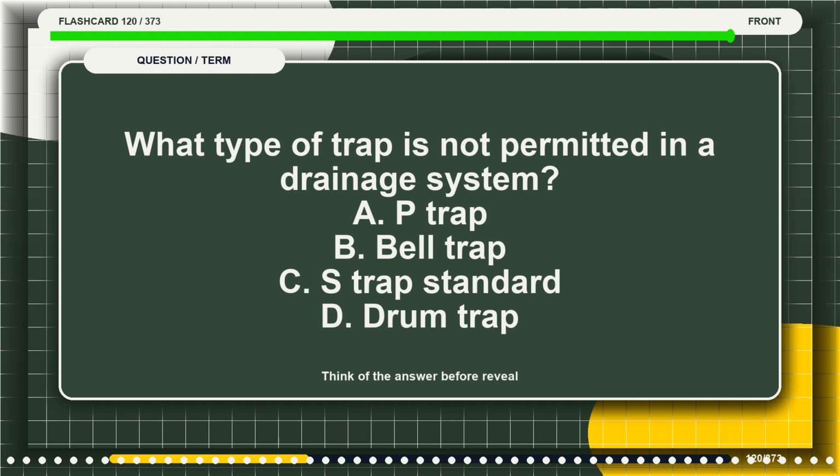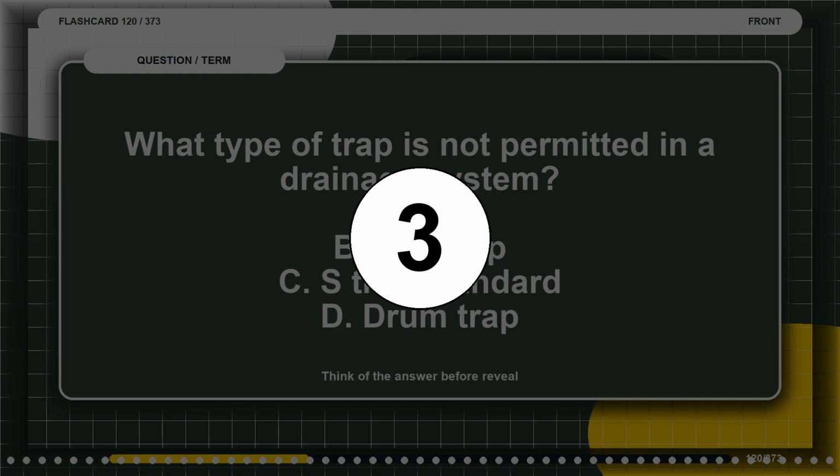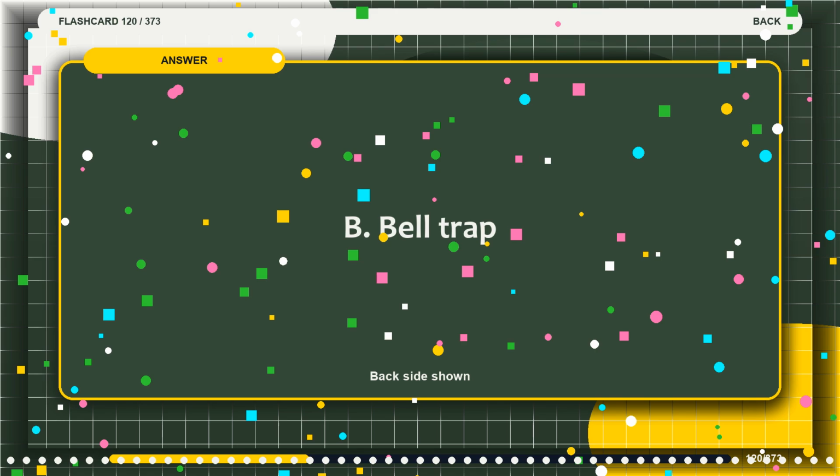Flashcard 120. What type of trap is not permitted in a drainage system? A. P-trap. B. Bell trap. C. S-trap standard. D. Drum trap. Think of the answer before the reveal. The answer is B. Bell trap.